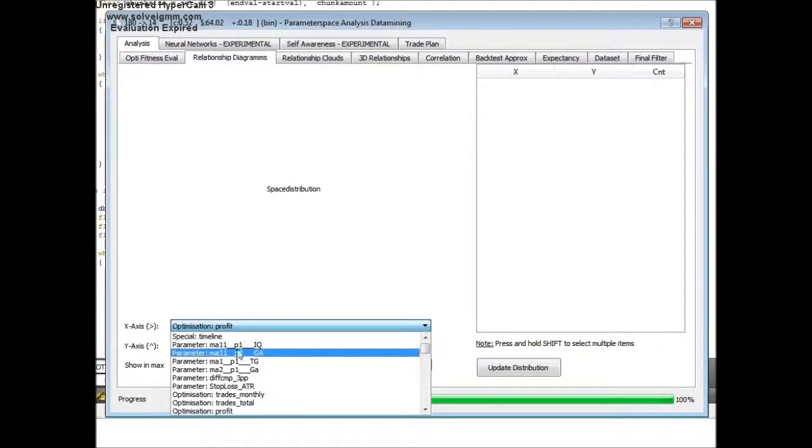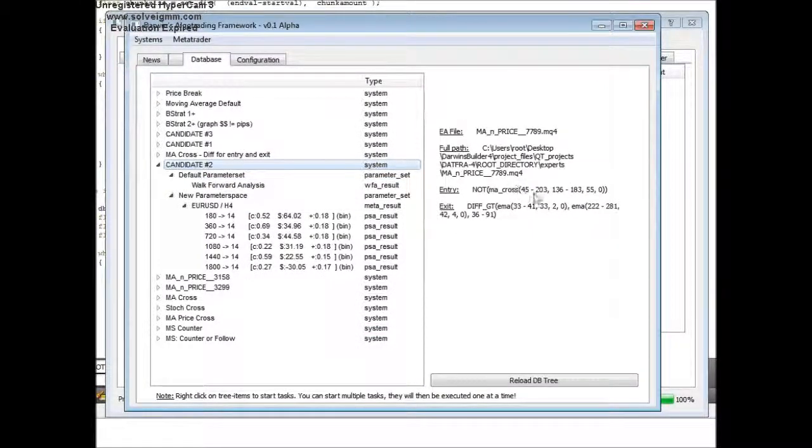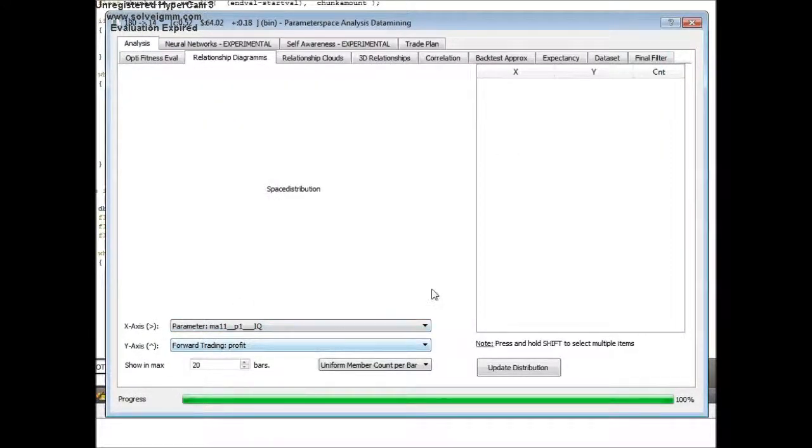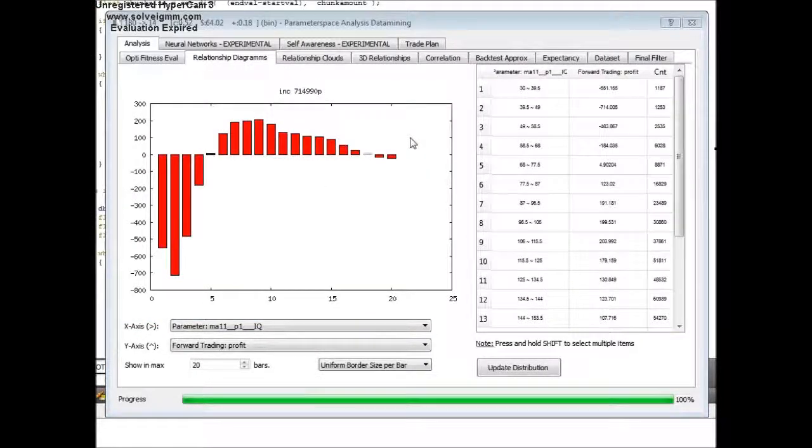And now here we have the 2 entry parameters, and we begin analyzing this parameter, so the fast one of the entry moving average cross, in relation to the forward trading profit, of course. And it's just one click, and it goes very fast, as you can see. And well, we will now get a diagram that is so easy to understand. You do not even have to be a trader to see that these moving averages work best for entries.